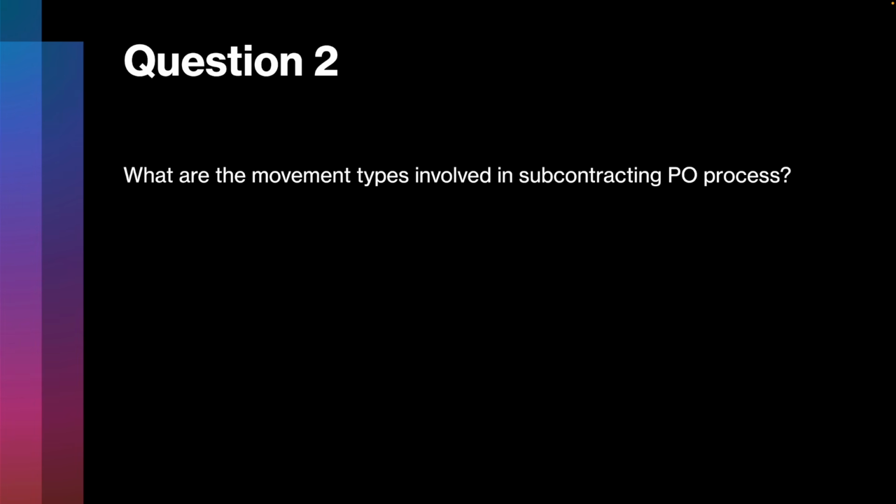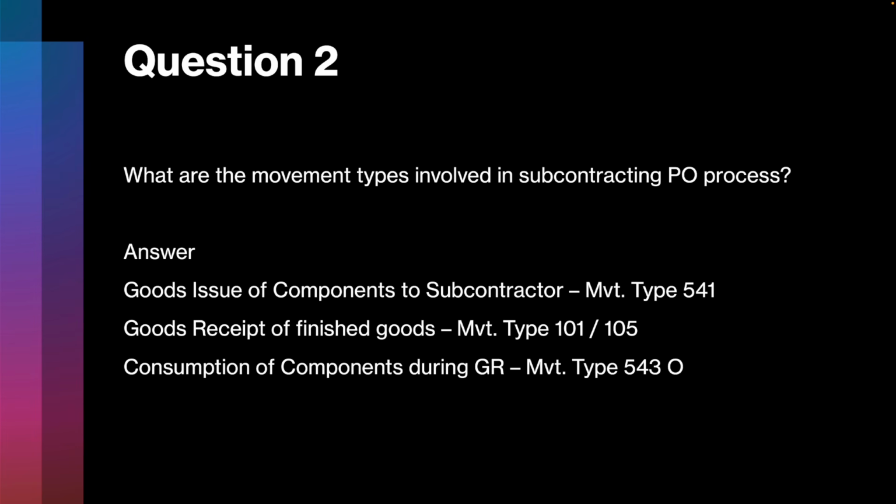Okay. Now the next question is, what are the movement types involved in subcontracting PO process? So there are 3 movement types which are involved. One is the goods issue of component to the subcontractor. The movement type would be 541. Then you have goods receipt of finished goods. The movement type is 101 or 105 depending upon how you're doing the GR. Then you have consumption of the components during the GR process. The movement type would be 543O.